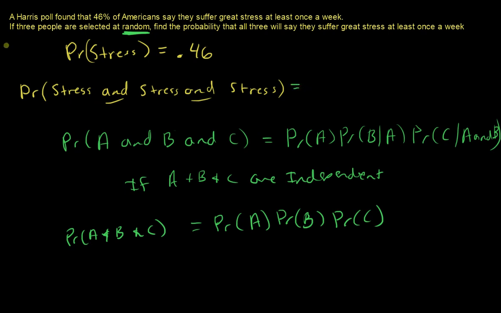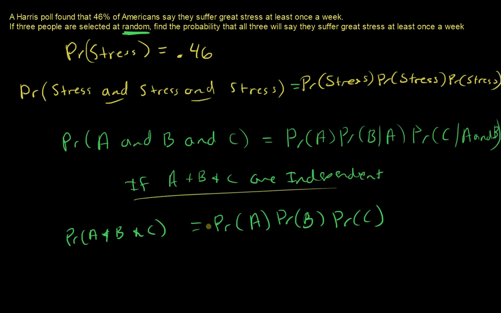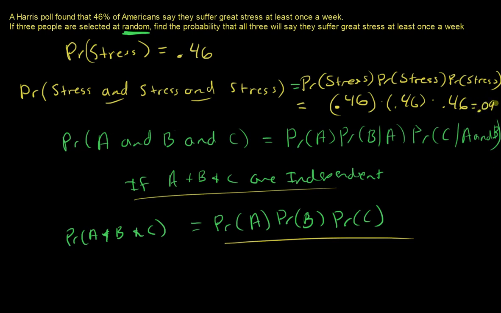So this is going to be equal to the probability of the first person being stressed times the probability of the second person being stressed, right, times the probability of the third person being stressed. Okay, so we have independence here. We're using the probability of A times probability of B times probability of C. Okay, now each of these things are both 0.46. So we're going to take 0.46 times 0.46 times 0.46. Okay, and that comes to 0.097.